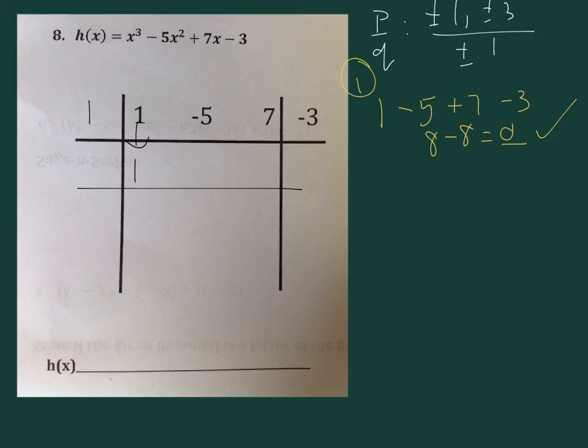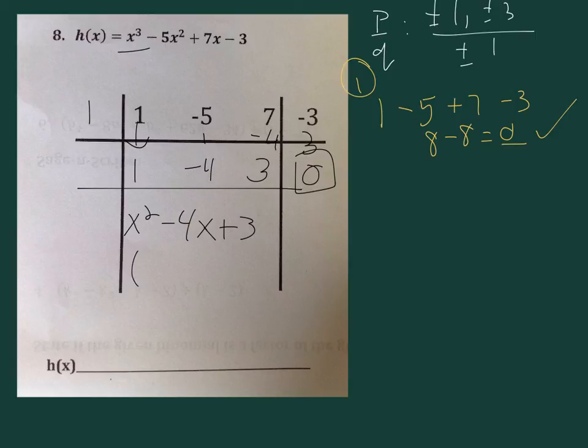1 times 1 is 1, minus 5 is a negative 4, times 1 is negative 4, which gives me 3, times 1 is 3, and 3 minus 3 is 0. So we know that that divided in evenly. So we started with an x to the 3rd, which means that this will be x squared minus 4x plus 3. So now what we just need to do is factor this fully so that we can solve.